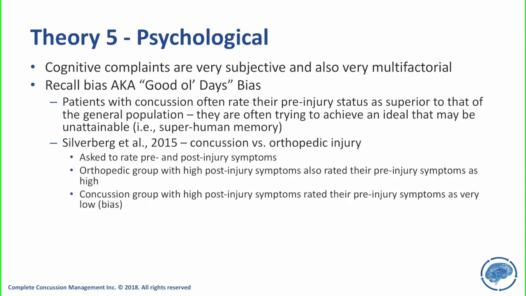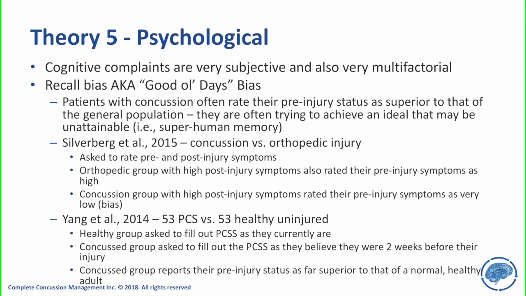So there's a few studies on this. This one looked at concussion patients versus orthopedic injuries, and they asked each group to rate their symptoms on a post-concussion symptom scale as to how they think they were before their injury. When they asked the orthopedic group, if they had high post-injury symptoms, they would also rate their pre-injury symptoms as fairly high. However, in the concussion group, when they had high post-injury symptoms, they rated their pre-injury symptoms as very low. So that's the bias, where patients with persistent concussion symptoms will believe that their pre-injury status was far superior to what it is now, or even to that of the general population.